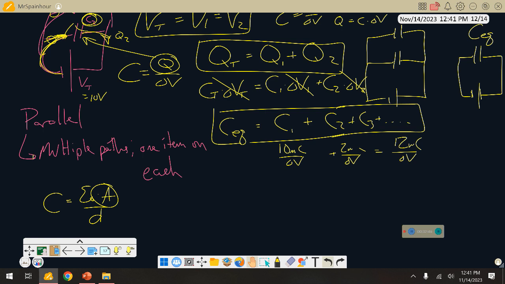Next. What if instead I hook it up like this? Let's actually start with the same color that we did last time. I've got my battery and I hook them up like this.